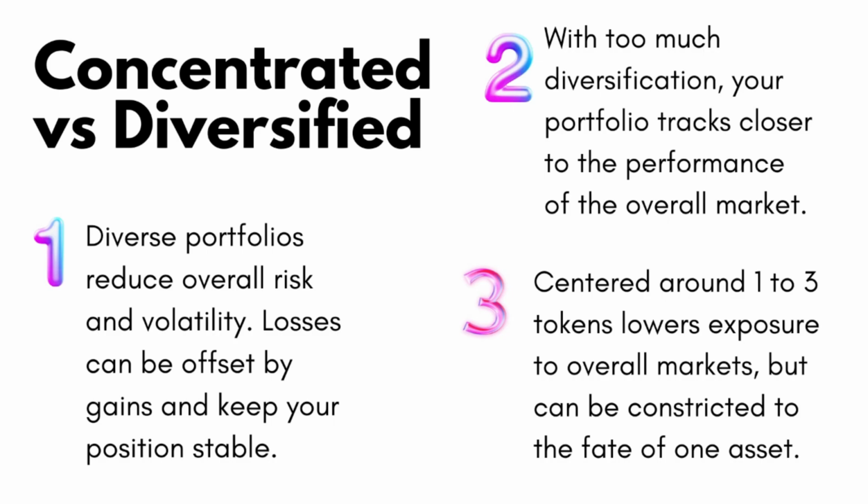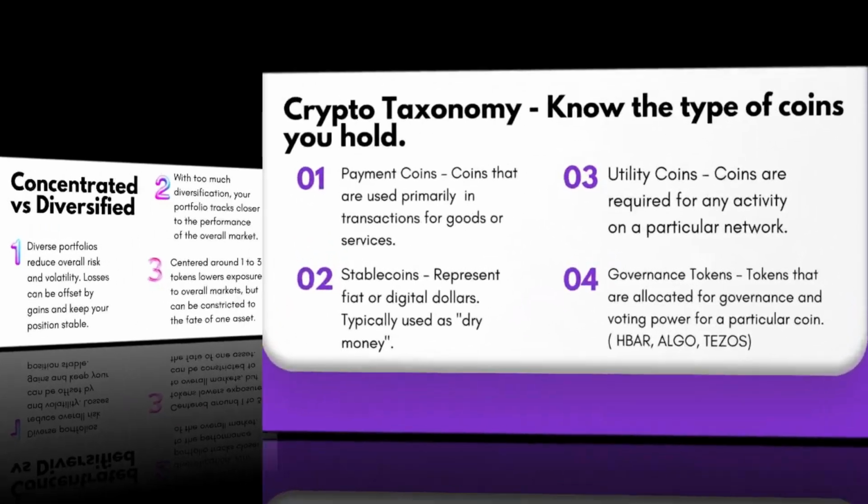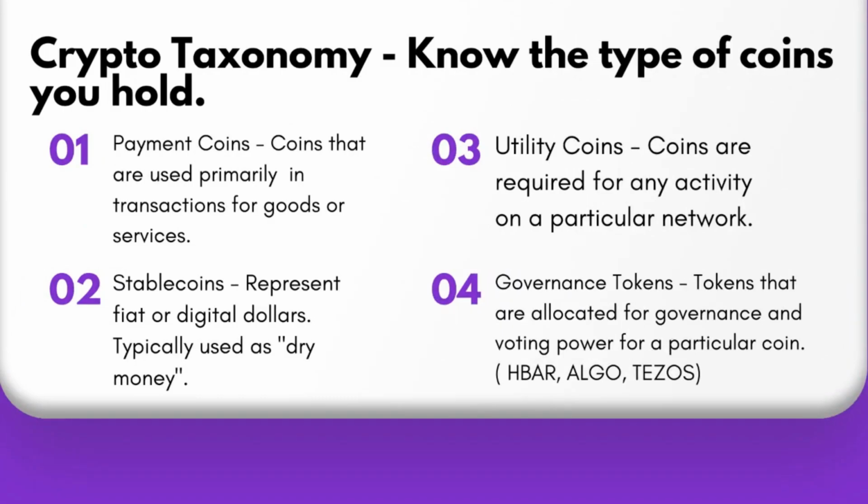Then you could slowly diversify into smaller, less established brands, always with the intention to mitigate risk by leaning on the best performing assets. Next, we're going to go into crypto taxonomy, or the types of coins that you hold. For these 4 categories, they can both apply to tokens and coins. They are payments, stablecoins, utility, and governance.